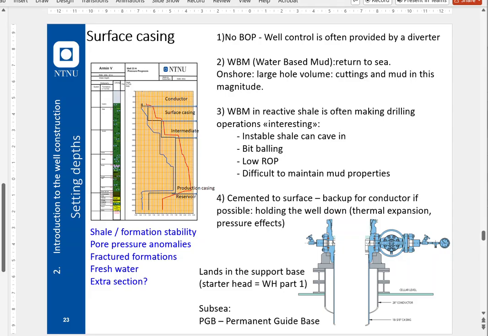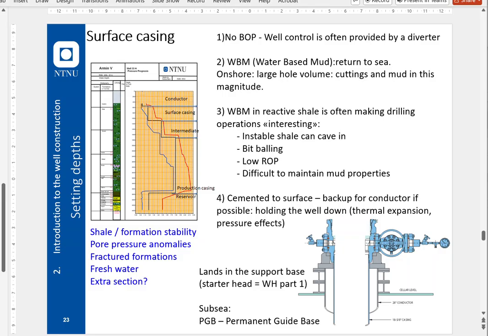Again, you're cementing to surface. If for some reason the conductor should start to weaken its bond to the formation, the surface casing will act like a backup.